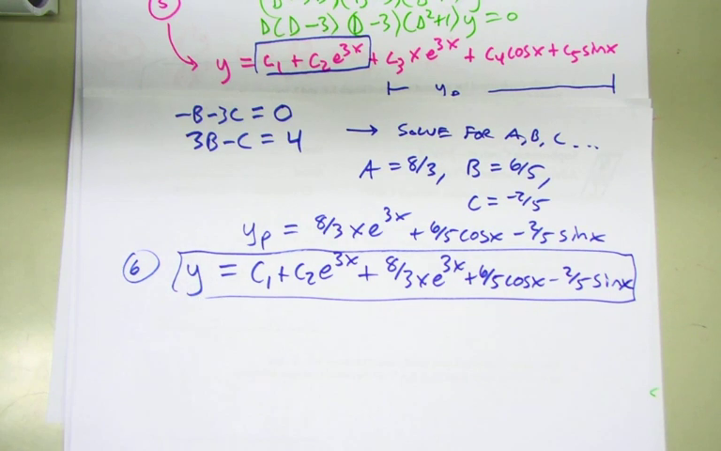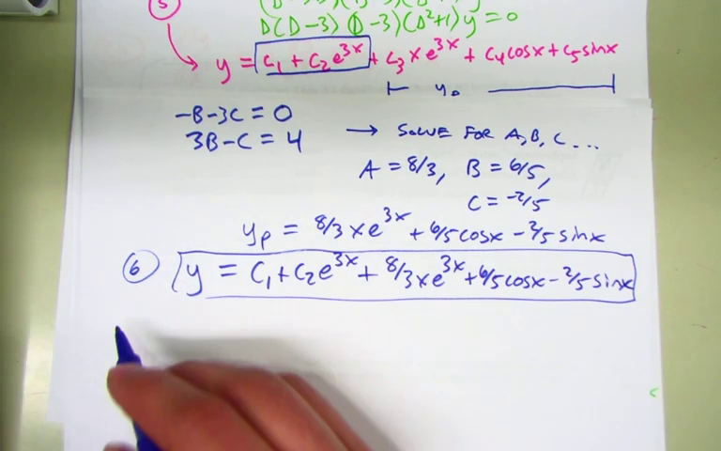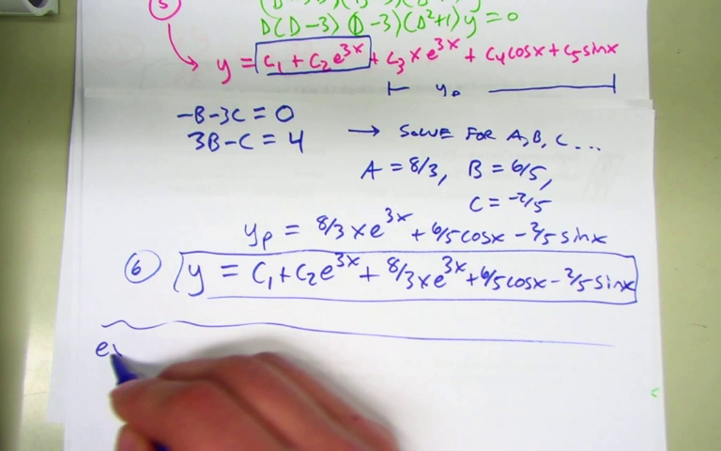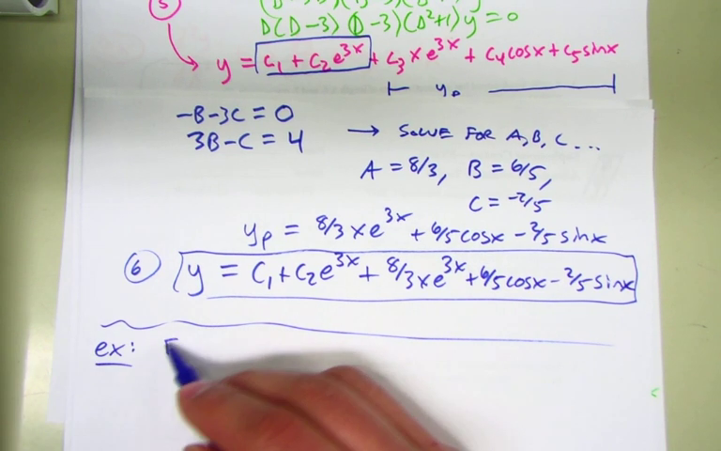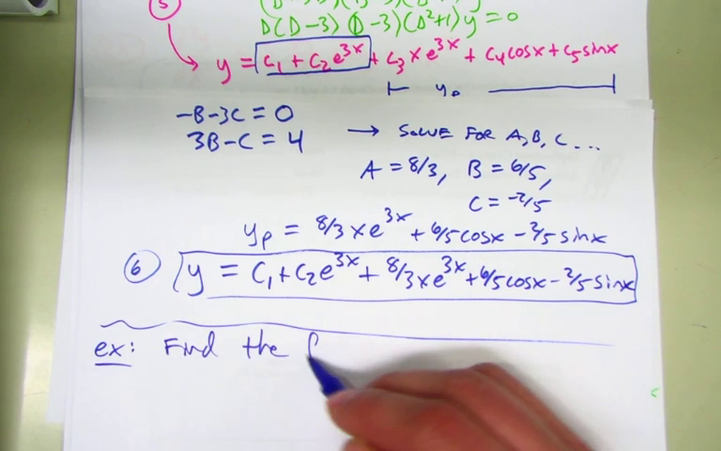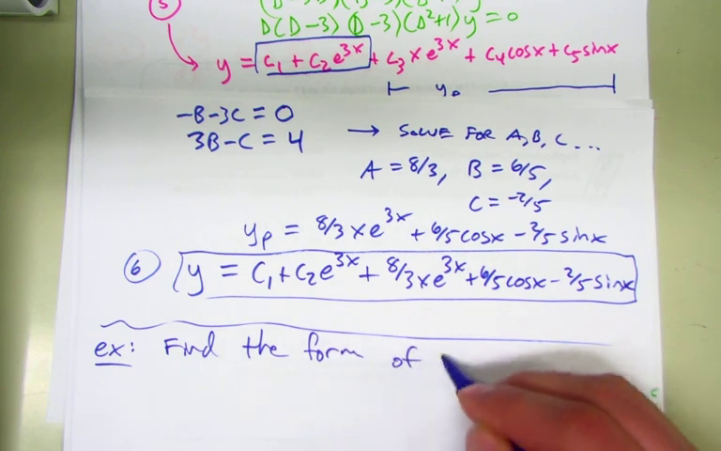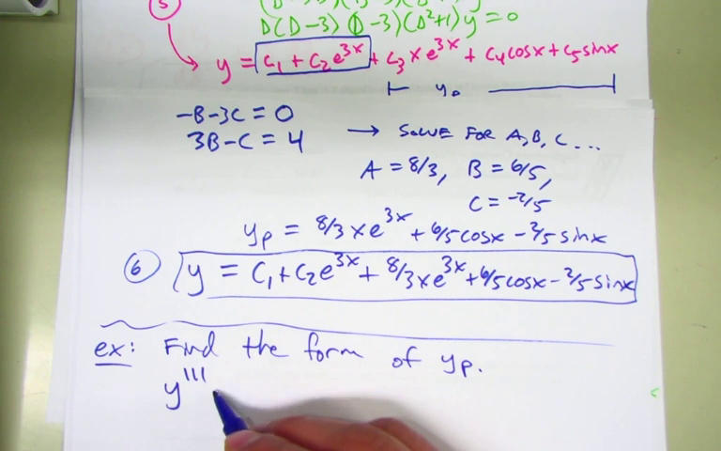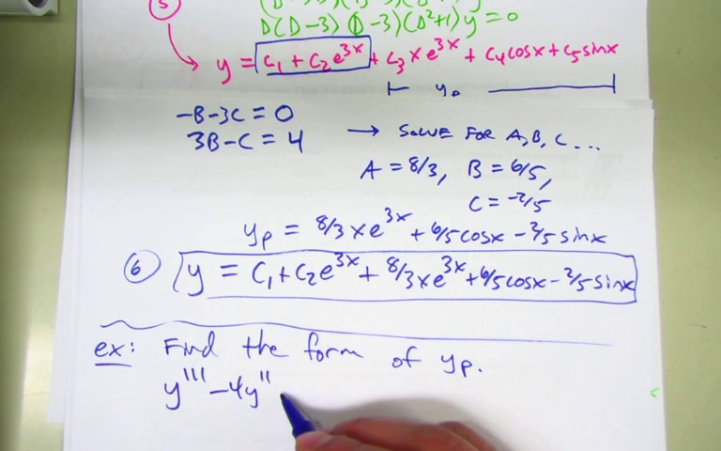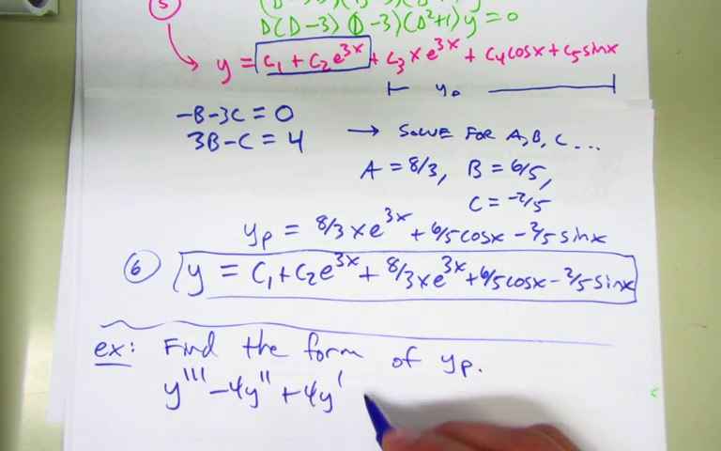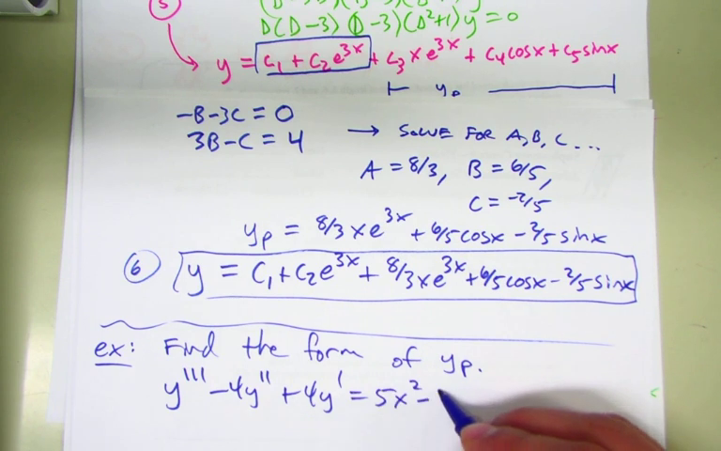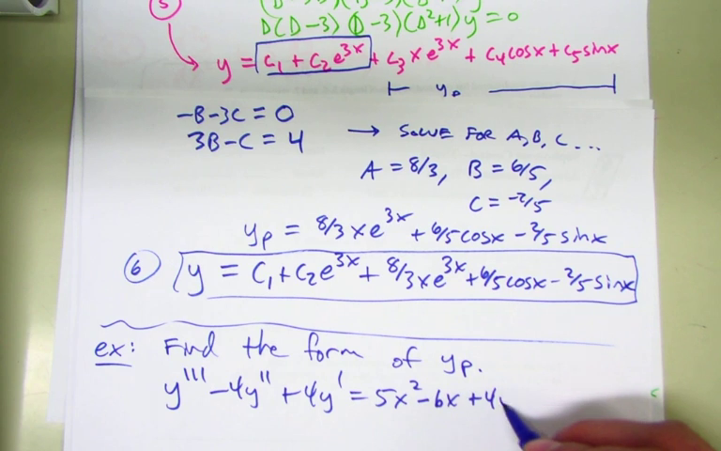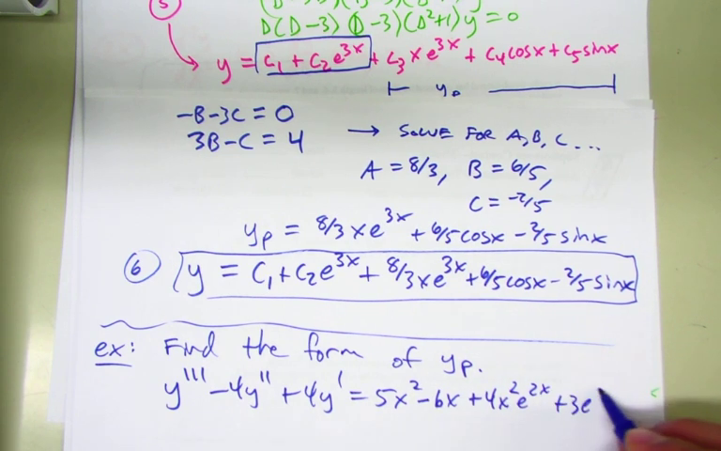Okay, last example. Again, it's not solving the whole thing, but just finding the form of the particular solution. And here's a good one. Let's say we have y triple prime minus 4y double prime plus 4y prime, and let's say that equals 5x squared minus 6x plus 4x squared e to the 2x plus 3e to the 5x.